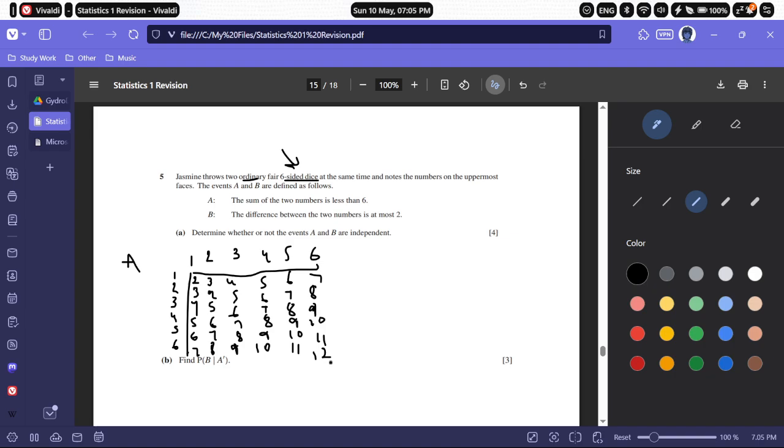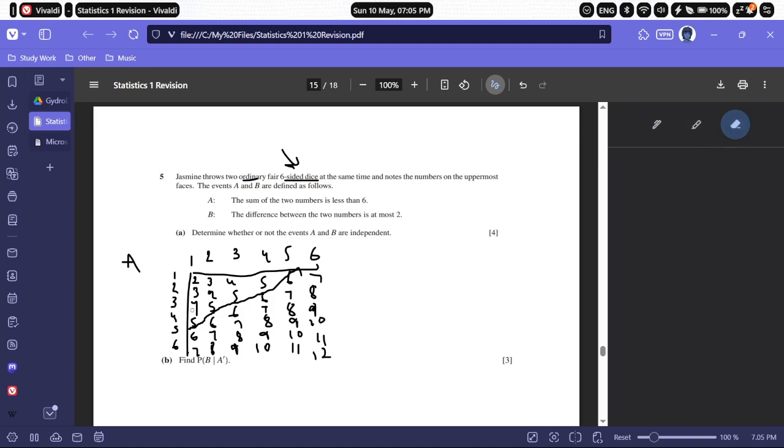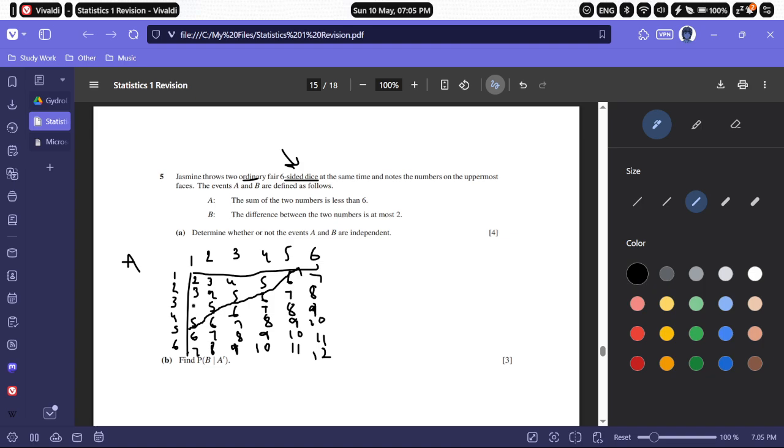Now event A is that the sum of the two numbers is less than 6. So first of all, check where 6 is. 6 is right over here. These are all the sums that you get for 6. I think I wrote something wrong, 3 plus 1 is 4. Anyway, all of the sums above this would be less than 6.